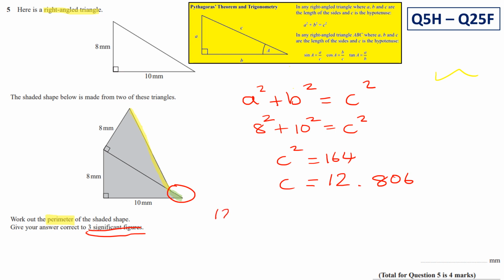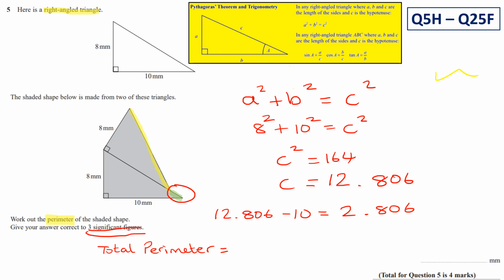So 12.806 minus 10 is 2.806, and so then the total perimeter if I go round the shape is, let's just have a quick look on the diagram and say what have I got as total perimeter.